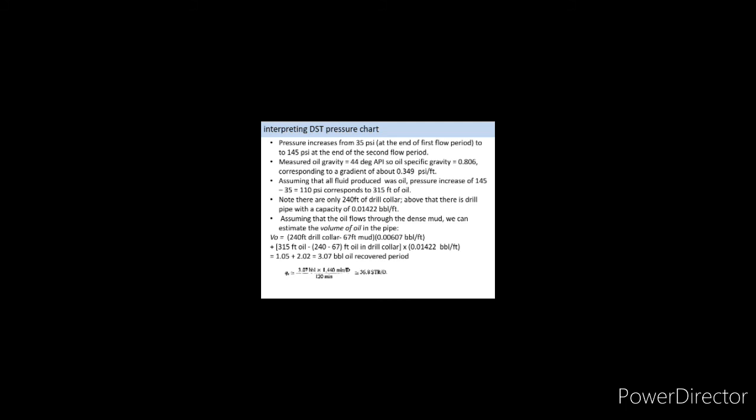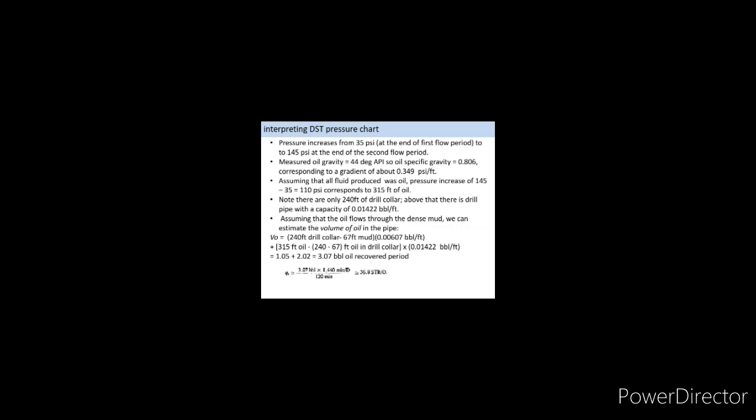Now, here we are assuming that during the second flow, whatever fluid is produced is only oil, and the pressure increase here is 145 minus 35, that is 110 psi. So now we can also calculate the feet of oil. We simply divide the 110 psi by the oil gradient, that is 0.349, and we get 315 feet of oil. As you can see, we have 240 feet of drill collar in total.